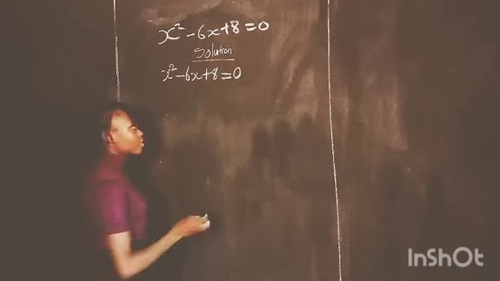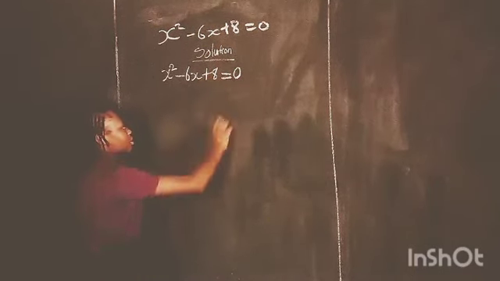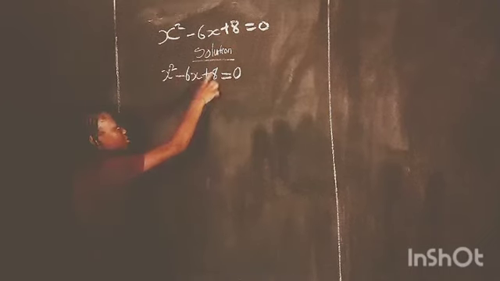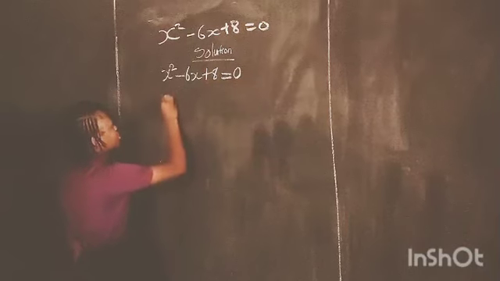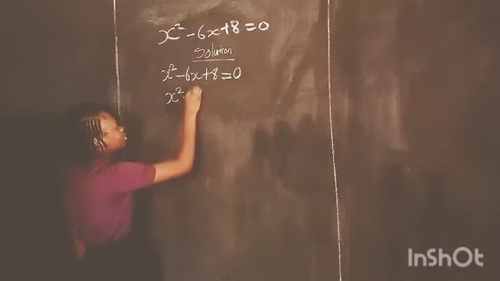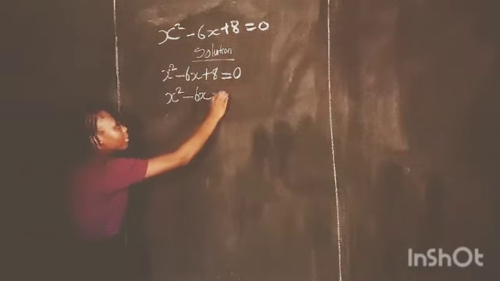The first step here, we're going to eliminate 0. That's taking plus 8x to the other side. And when we're crossing a positive sign, it turns to negative. That gives us minus. We have x squared minus 6x equal to minus 8.